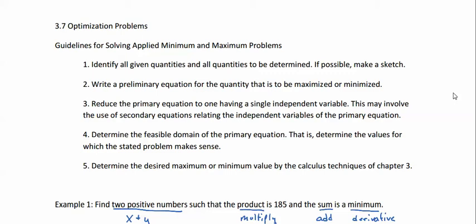Number 5, determine the desired maximum or minimum values by the calculus techniques of Chapter 3. This means find the derivative, set it equal to 0, and find where it doesn't exist. We're looking for critical numbers. Anytime we're talking about maximum or minimum or increasing and decreasing, we're looking for critical numbers of the function.